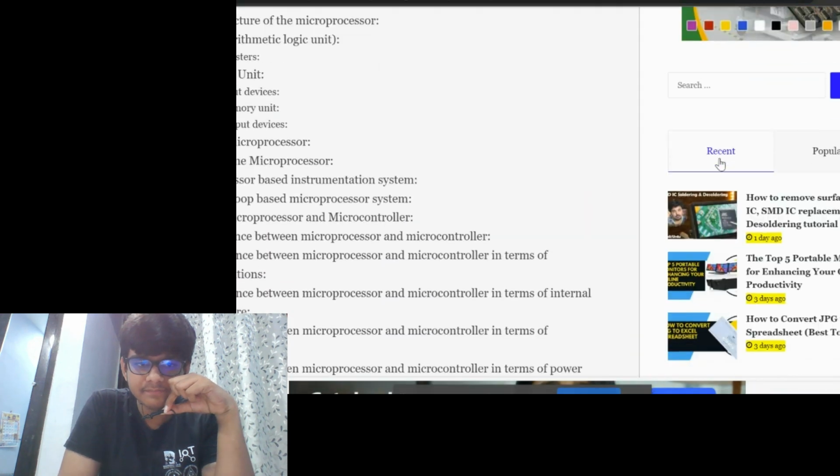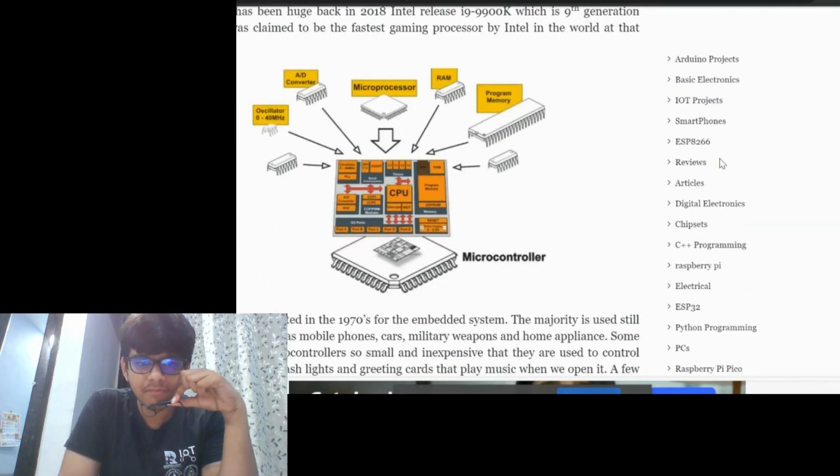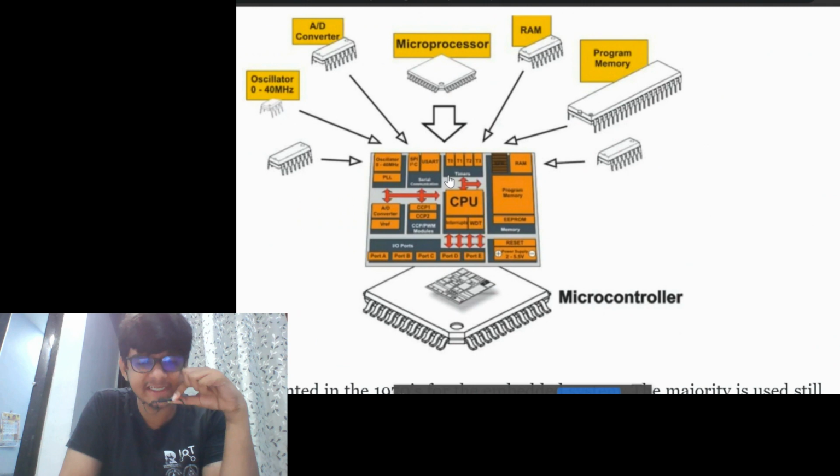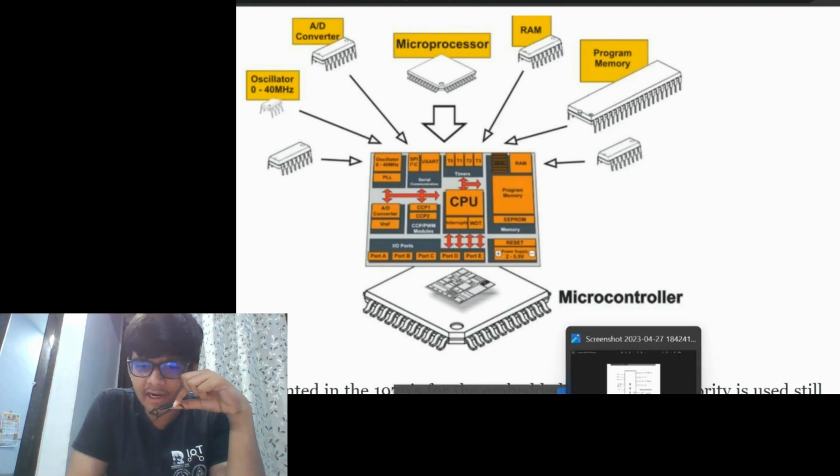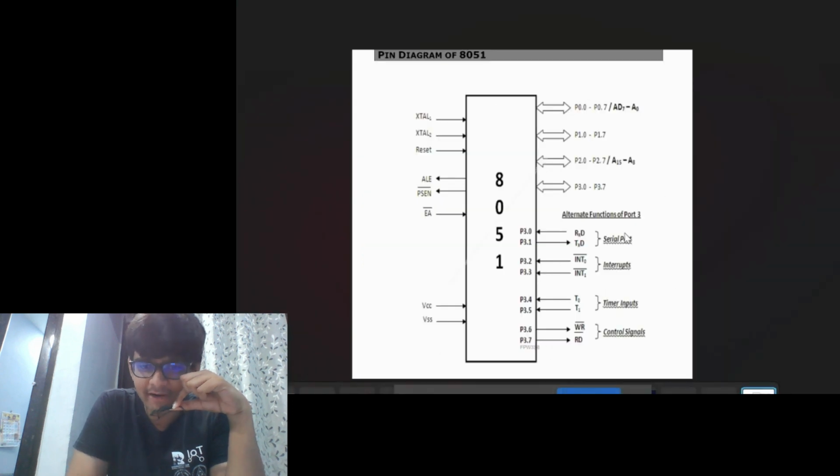I hope it is a clear view now. So this is the oscillator, and we will talk about it shortly. This is the microprocessor, this is the RAM, and this is the program memory. So to start with the pin diagram of the 8051.